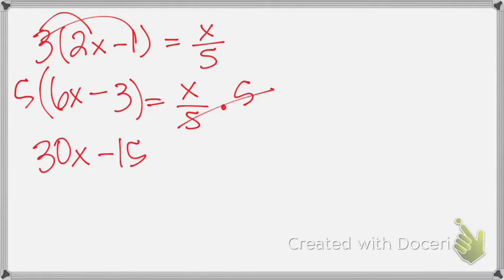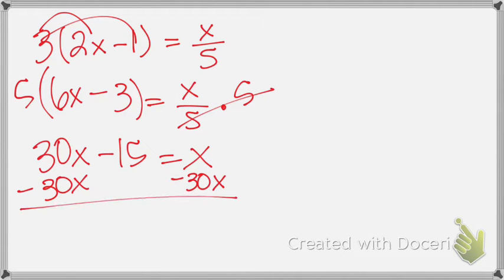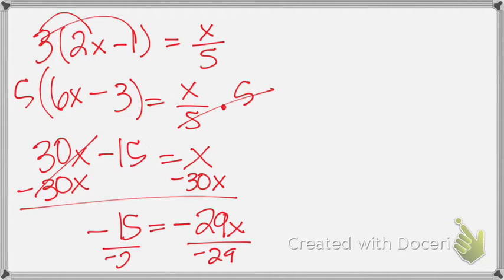30x minus 15 equals an x. We're going to subtract 30x from both sides. Negative 15 equals negative 29x. We cannot simplify these, but we do know that two negatives make a positive, so we just change our answer to be positive.